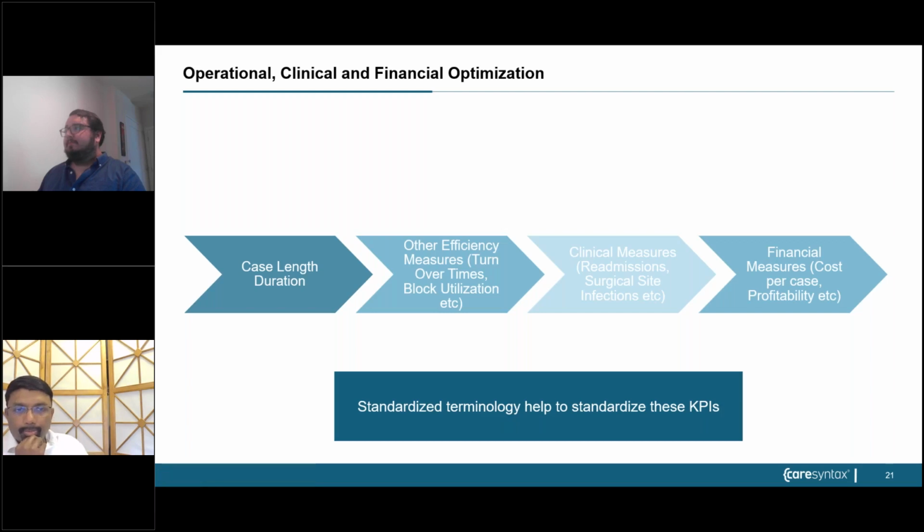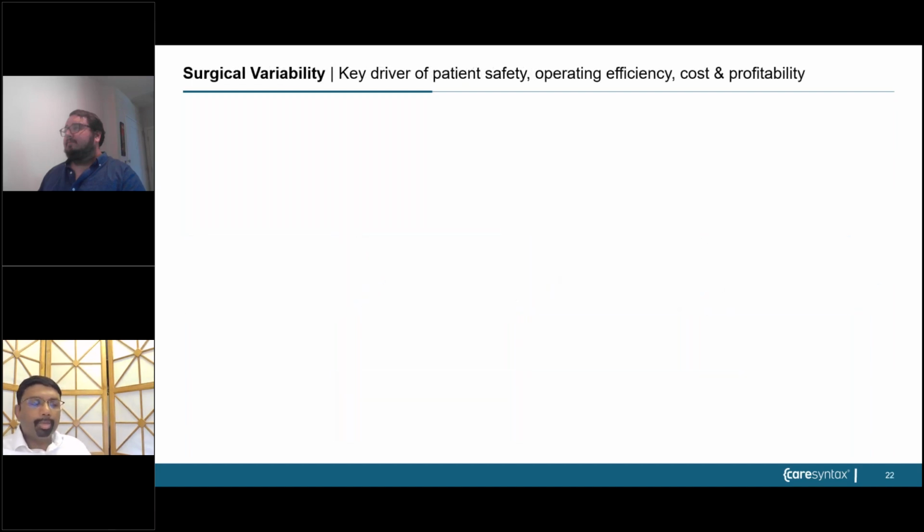The underlying construct over here is really to look at standardized terminology to help standardize these KPIs, right? Because if you don't have standardized terminology, then you're not really comparing apples to apples, but you're comparing apples to oranges here.